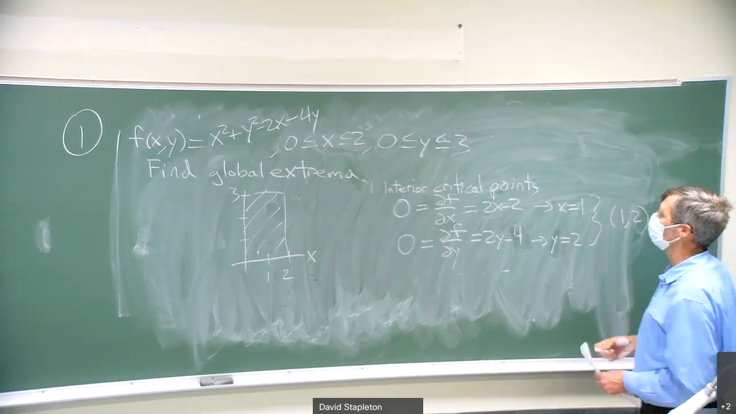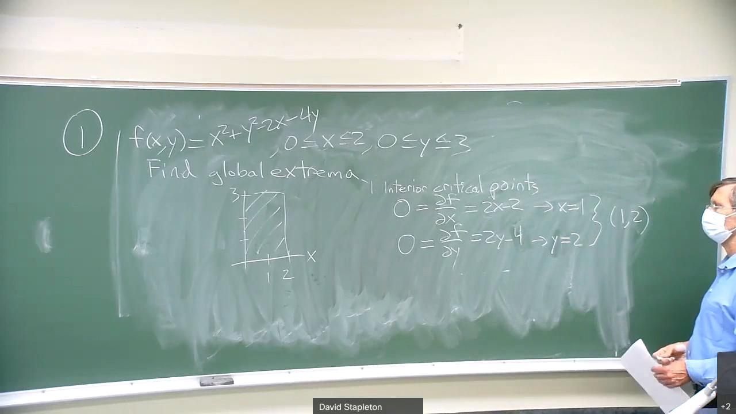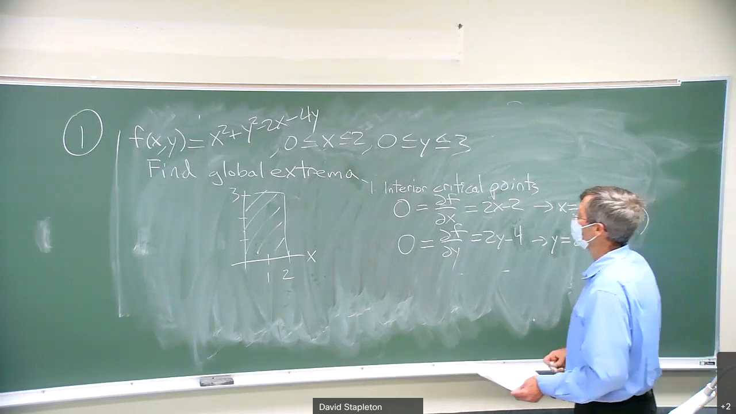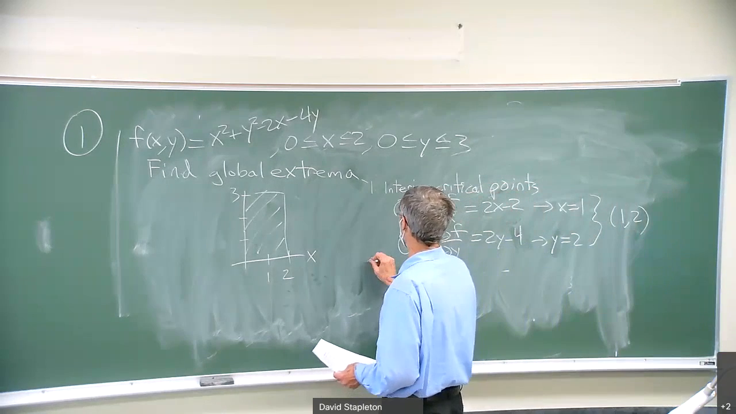Any exterior critical points you throw out. So there's one interior critical point. Then you have to check the boundaries.